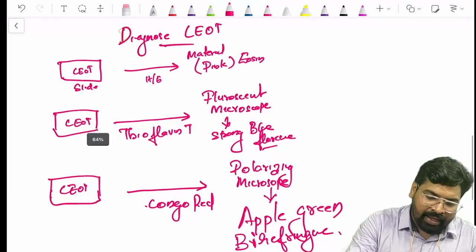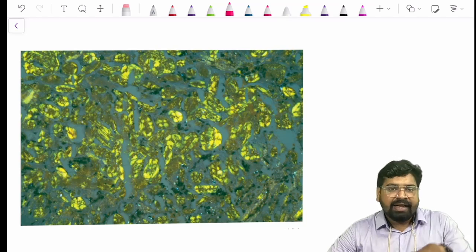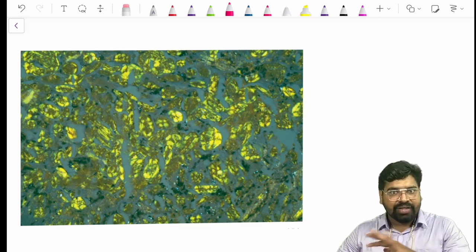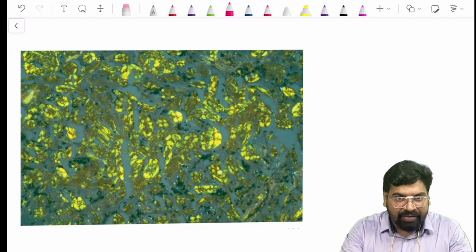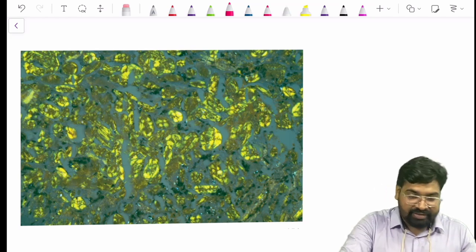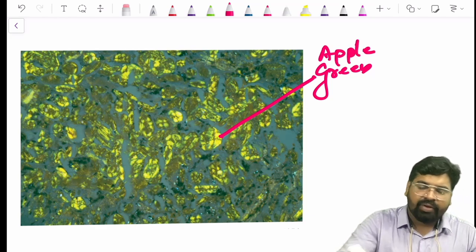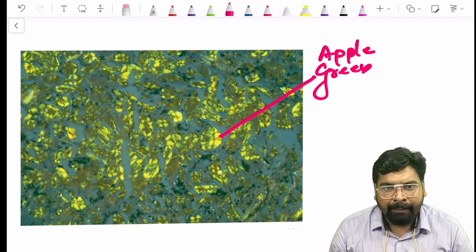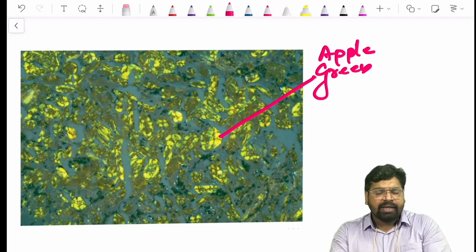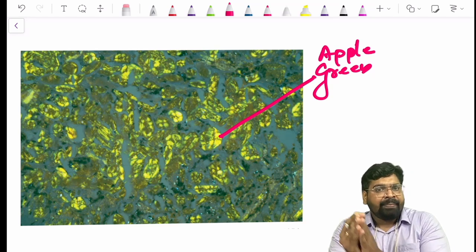Can you see this? I will show the image. See this. Those pink materials which were dispersed between the cells, when I stained with Congo red and observed in a polarizing microscope, I could see this apple green color. You may have seen green apples, right? Apple green birefringence is the optical property of polarized light. So this is how we can diagnose a CEOT.